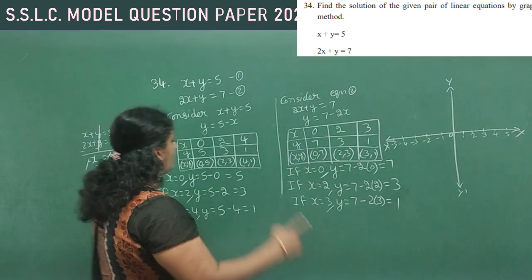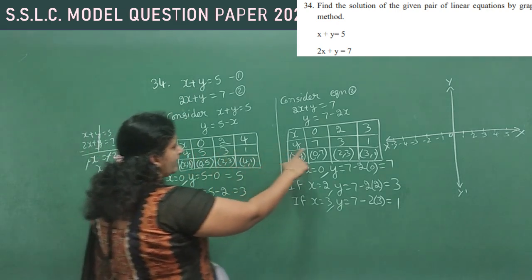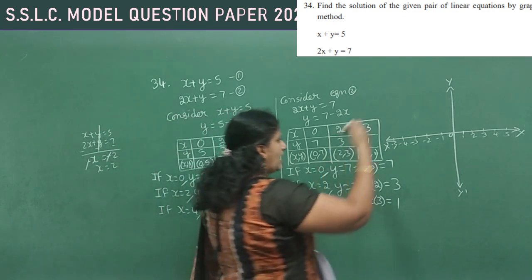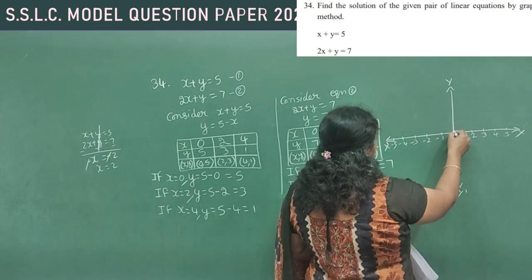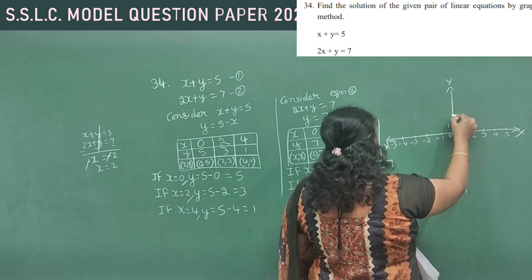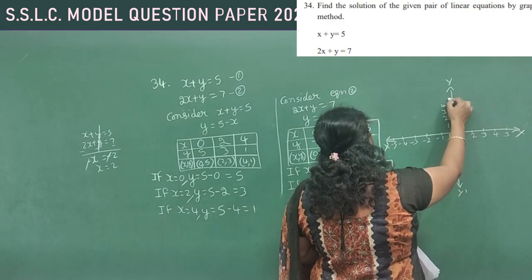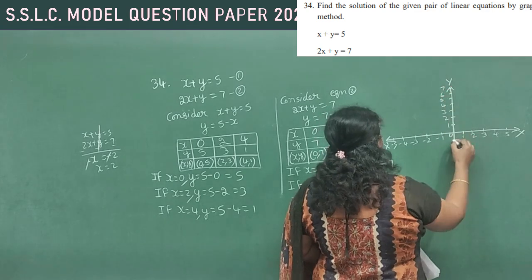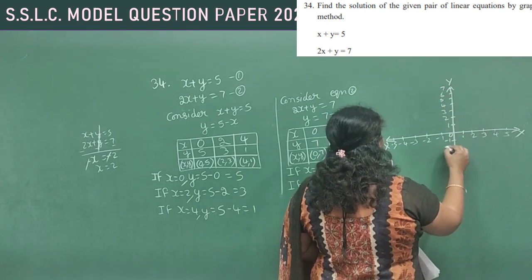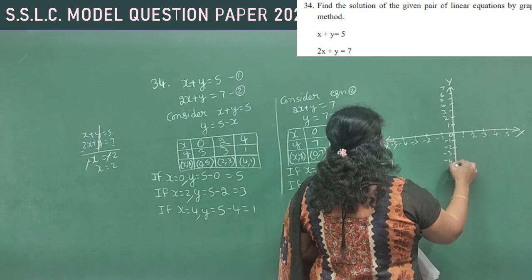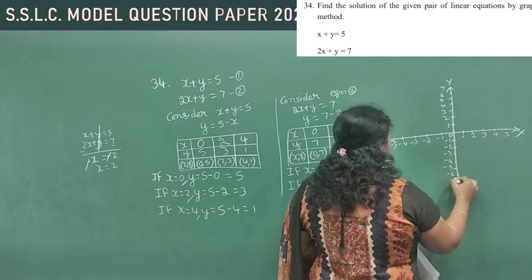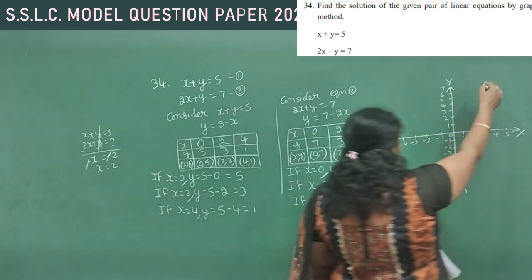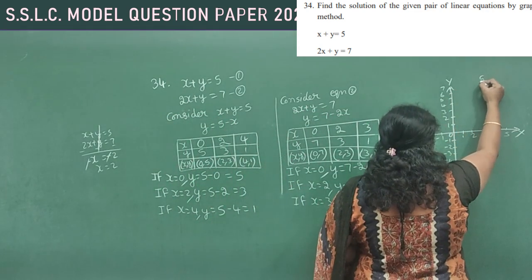And now consider y-axis. 5, 3, 1, 7, 3, 1. That means 7 is the largest number. So, I can plot up to 7 easily. So, I will take 1 centimeter as 1 unit. 3, 4, 5, 6, 7. Right? In the same manner here, negative scale. Minus 1, minus 2, minus 3, minus 4, minus 5, minus 6, minus 7. And on the right side, the top scale.